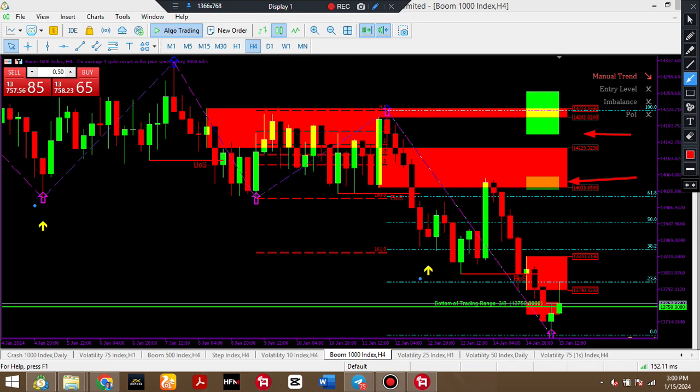But whatever be the case, always focus on unmitigated areas of price, because it will help a lot. Now, when you come back to the 4 hours, you see the reason why price was making that move. You see this zone here. Can you see this zone?